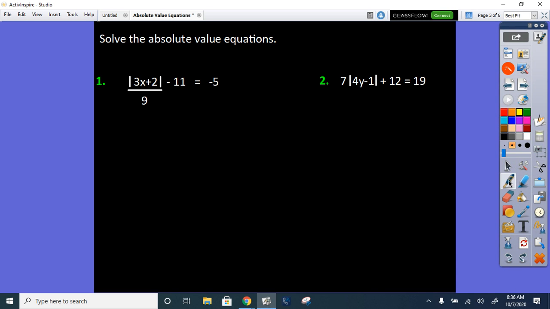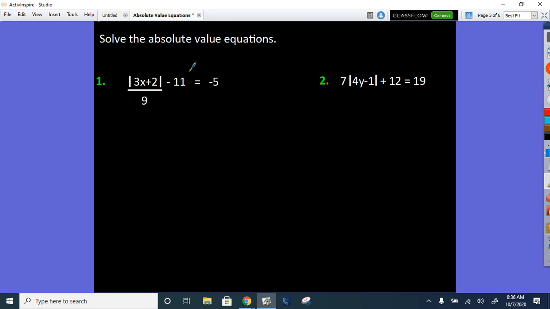Now we're going to get a little bit more complex with our absolute value equations. Here we have a simple goal. First, we want to isolate the absolute value, and then we can set up our positive and negative equations, okay? So those are the two goals that we want to have in mind here.